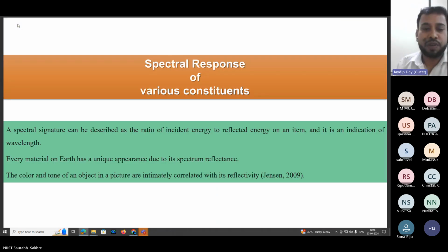So, spectral response or spectral signature of different constituents in satellite images. What is a spectral signature? A spectral signature can be defined as the ratio between incident energy and reflected energy on an item, and it is an indication of wavelength. Every material on Earth has a unique appearance due to its spectral reflectance. The color and tone of an object in a picture are closely correlated with its reflectivity.